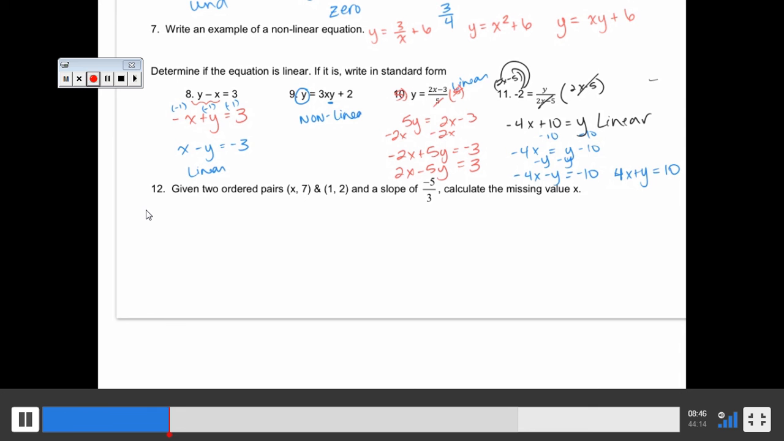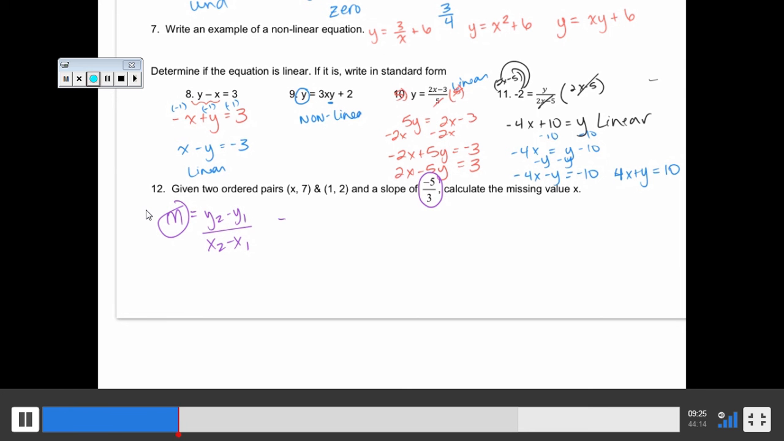Also, we didn't have any in these practice problems where we had to clear the fraction, because you cannot have a fraction in standard form, but we have practiced clearing fractions a lot recently. So for number 12, given those two ordered pairs and the slope of negative 5/3, calculate the missing value. In this case, we're going to have to use our formula, m equals y2 minus y1 over x2 minus x1. Now the thing that's a little bit different about this is that they actually give us the slope. So I've got to plug in negative 5/3 for this m.